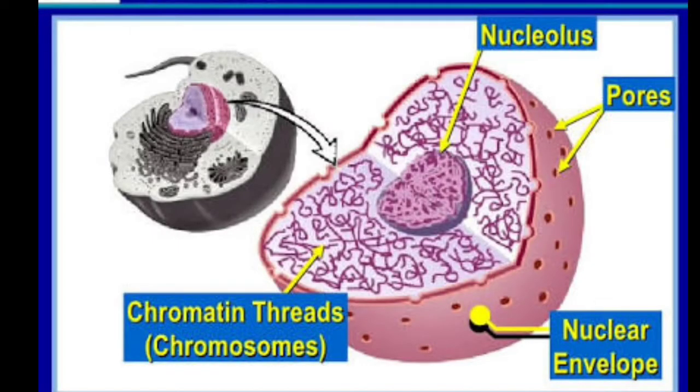Then nucleus. Nucleus is an important component of the living cell. It is generally spherical or oval in shape. The nucleus is separated from the cytoplasm by a double-layered membrane called the nuclear membrane. This membrane is also porous and allows the movement of materials between the cytoplasm and the nucleus.